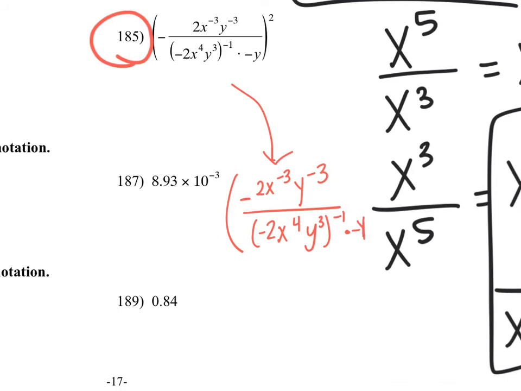Or negative y, I should say, all to the second power. Okay, so let's do what we can inside first. So I'm going to draw my fraction. I'm going to keep the 2 on top. I know the x cubed is going to go on the denominator. But before I do that, let's do the denominator first, because I know this negative 1 is being distributed. So let's do that to all of those.